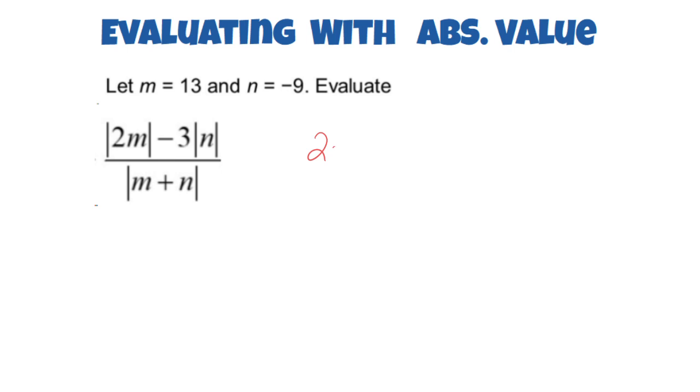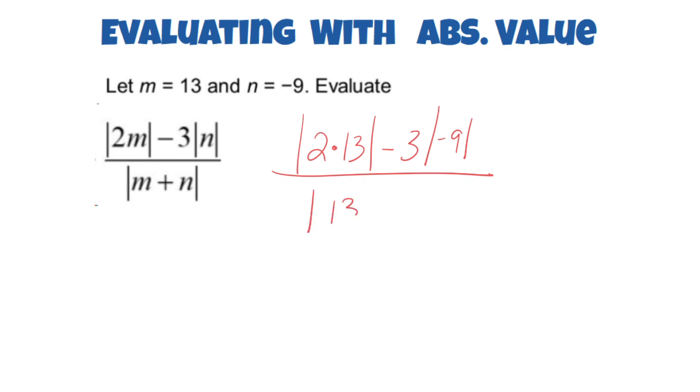So you're going to have a 2, and I'm going to do some substitution. I'm going to take that 13 and put it in right there. I don't think that the absolute value is going to do anything with that because there's nothing that's negative. Then I have a minus 3 and an absolute value of negative 9. And then an absolute value of 13 plus negative 9. So in the numerator, I have a 26, but the absolute value is not going to do anything. And then I have this minus 3, and then in the absolute value is this negative 9. That's going to go to a positive 9.